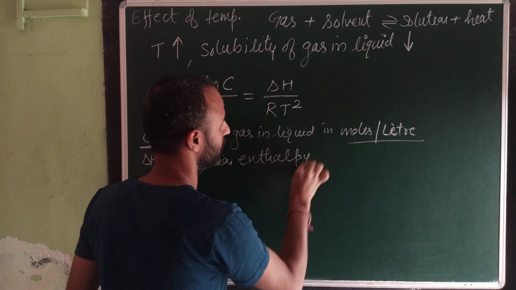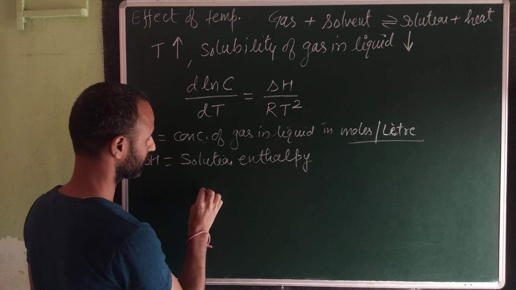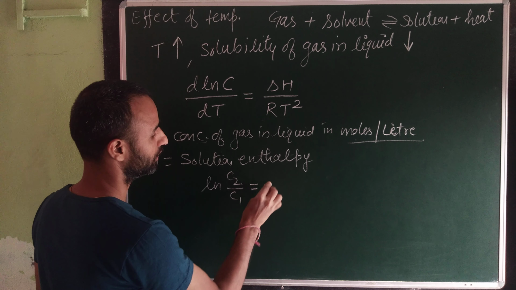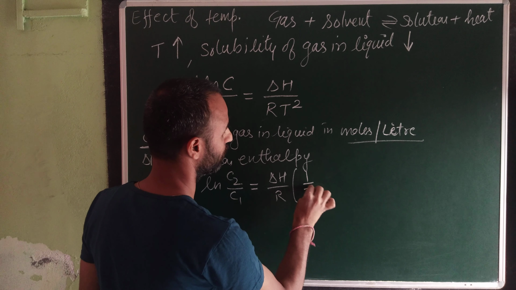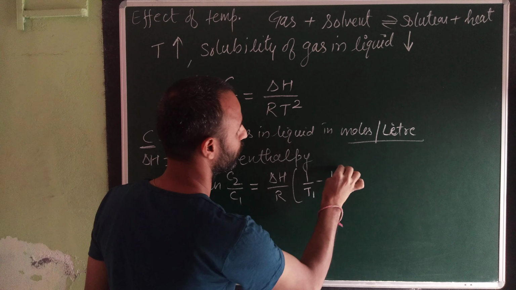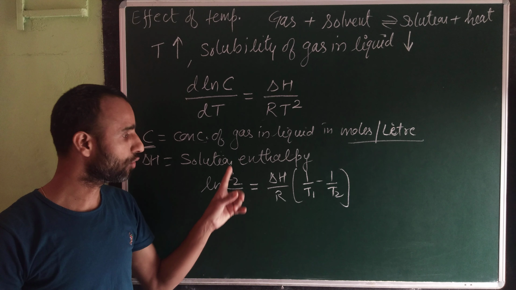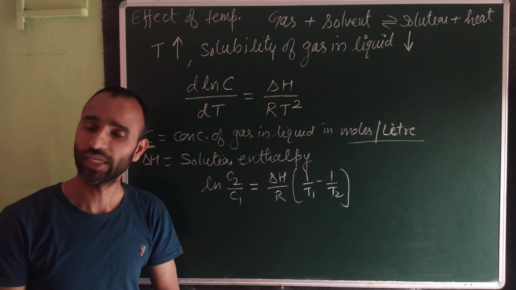Most of the cases it is exothermic, and it is also expressed as natural log of C2 by C1 equal to delta H over R times 1 upon T1 minus 1 upon T2. This is quantitative effect of temperature on the solubility of a gas in liquid.